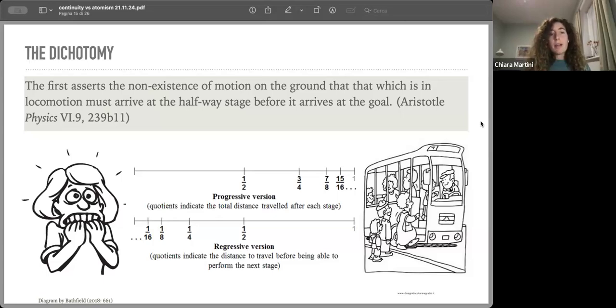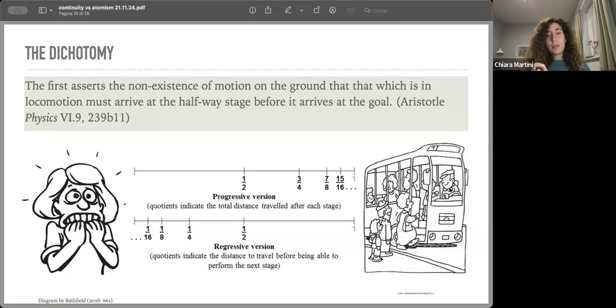Why? Suppose that Mary wants to catch the bus. She's late, she sees the bus coming, and she wants to run to the bus stop in order to catch it. Well, Mary is here, the bus stop is at distance 1. Before getting to the bus, Mary has to cover half of the distance. So she has to get halfway through.